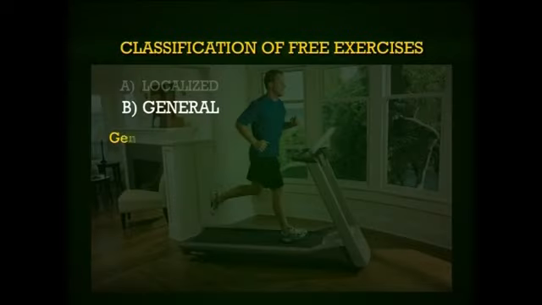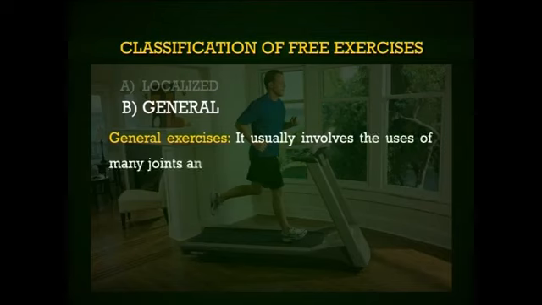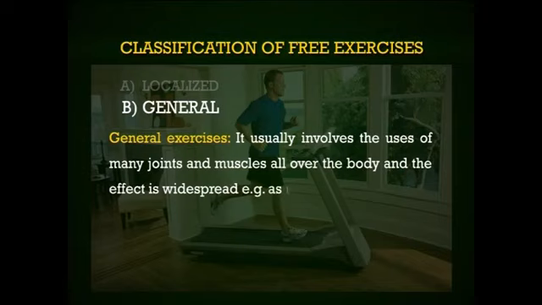Movement is localized to one or more joints either by the use of a suitable starting position or by voluntary fixation of other areas by the patient on muscular effort. General exercises usually involve many joints and muscles all over the body, and the effect is widespread, for example, as in running.